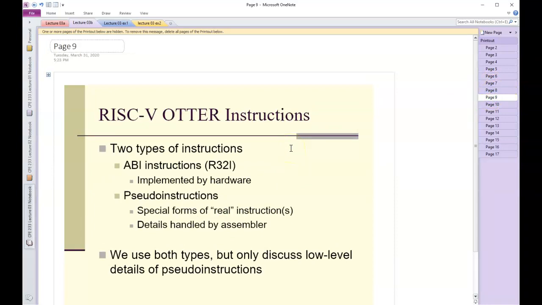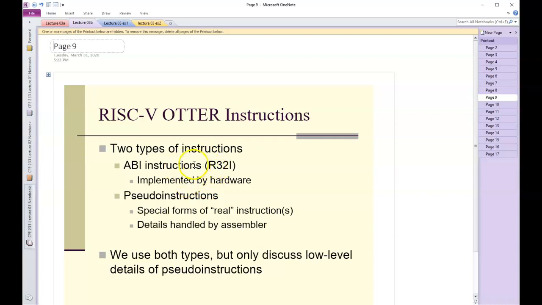There's two types of instructions in the instruction set. They are these, ABI instructions. I just call them normal instructions, but then there's also pseudo instructions. We're in charge of implementing the real instructions. There are pseudo instructions that the compiler translates into a real instruction. You can use them, but they are not implemented in hardware. The assembler translates them to real instructions.